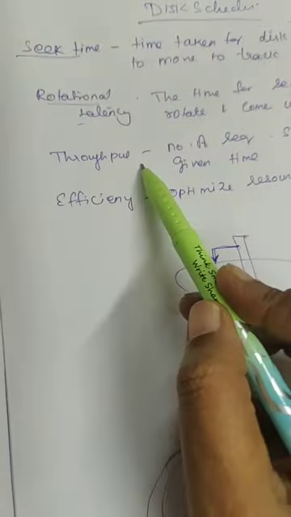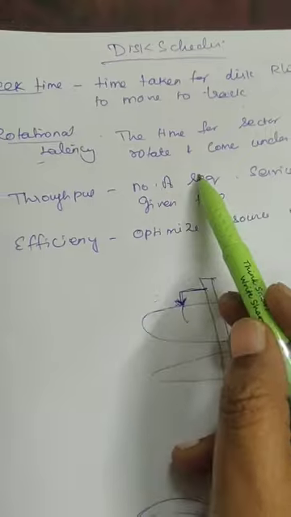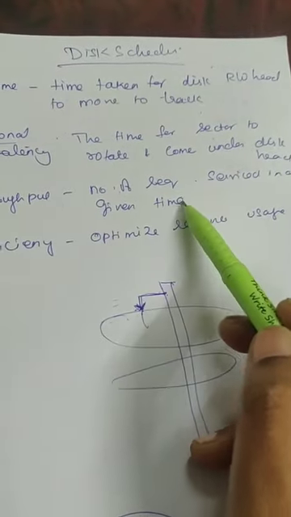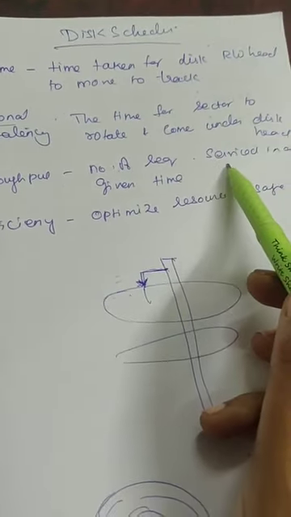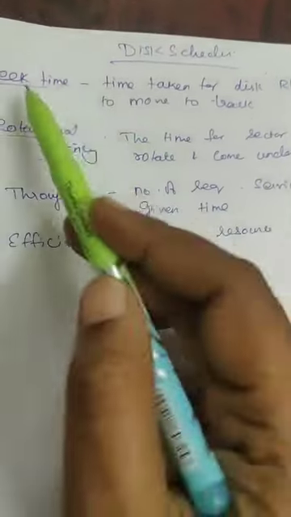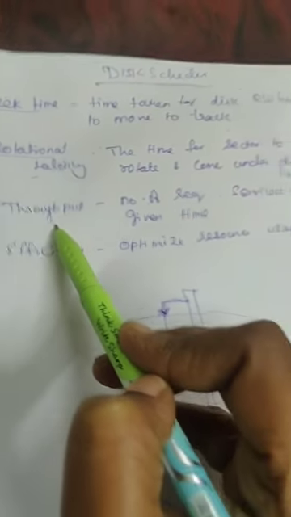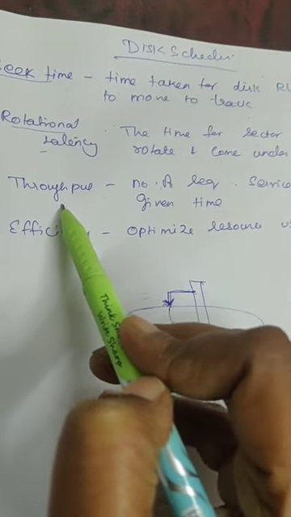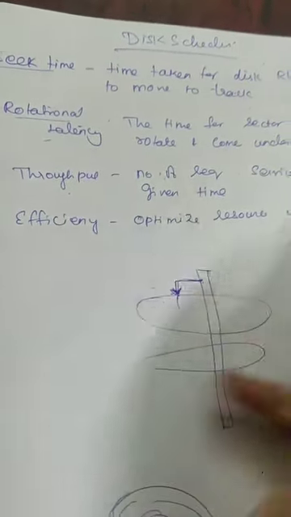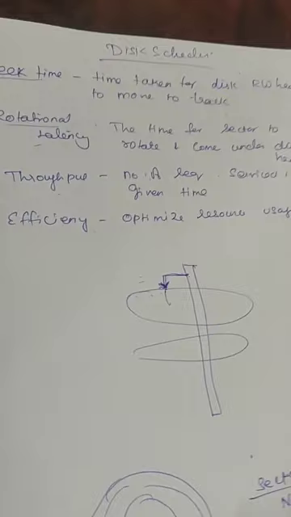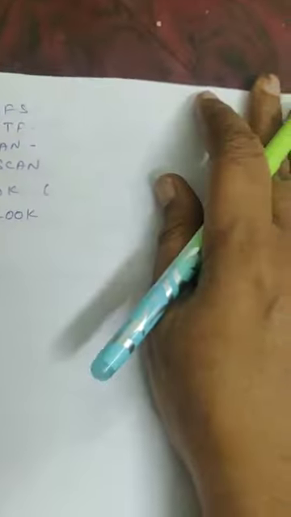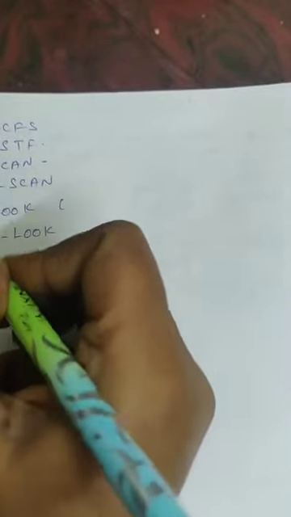The next one is throughput, which is the number of requests serviced over a given period of time. So these three things are important for mark questions in this chapter. Efficiency is nothing but optimized resource utilization. Under disk scheduling algorithms, we have these: FCFS, SSTF, SCAN, C-SCAN, LOOK, and C-LOOK.